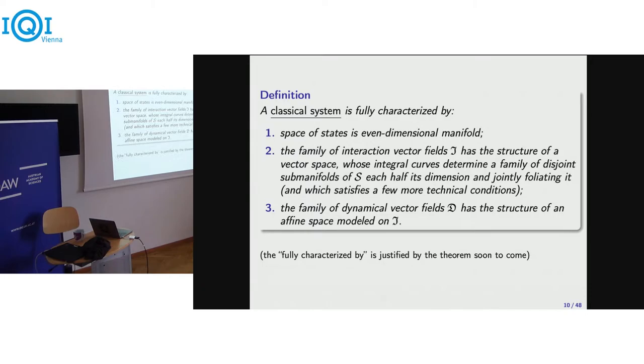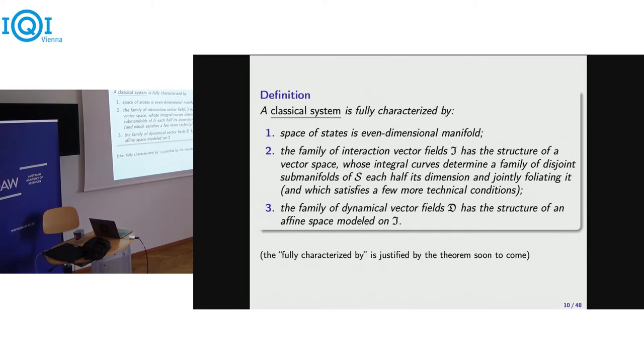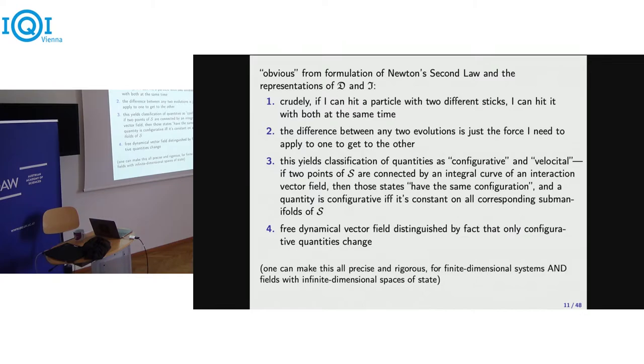So I basically said all this already, but it's worth repeating. If I can hit a particle with two sticks, I can hit it with both at the same time. Interactions form a vector space. The difference between any two evolutions is just the force I need to apply to one to get to the other. And this is now where something really, truly remarkable happens. Because of the algebraic structure of these two families of vector fields, the fact that these vector fields form a vector space, and this forms an affine space modeled on this vector space, this actually gives me a way to say what quantities are configuration and what quantities are velocity.